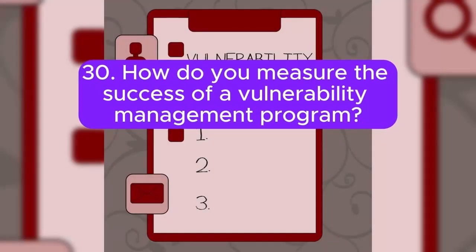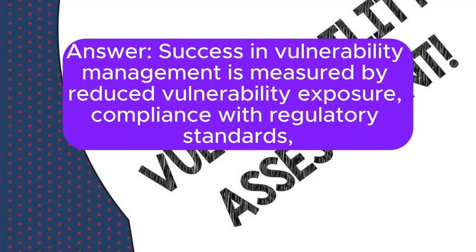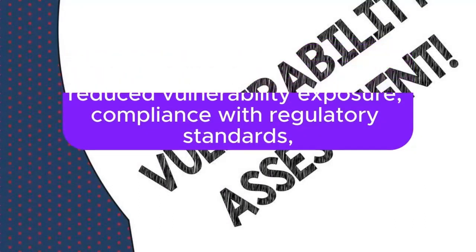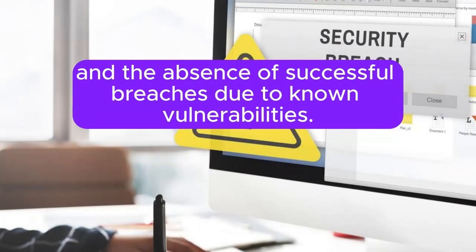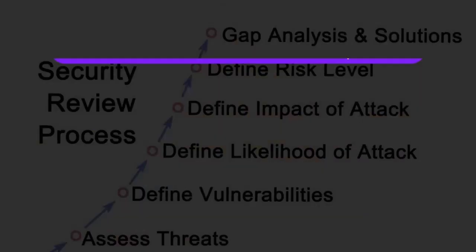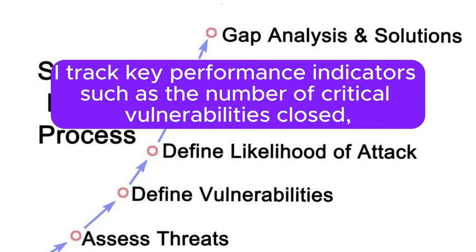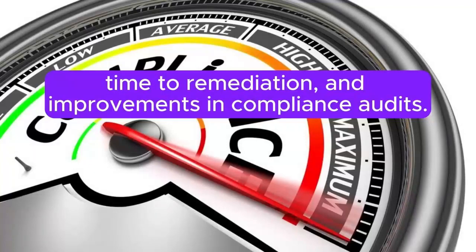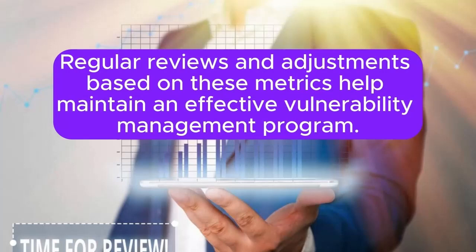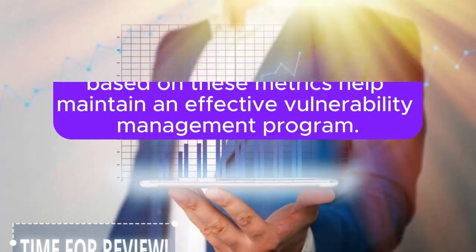30. How do you measure the success of a vulnerability management program? Answer: Success in vulnerability management is measured by reduced vulnerability exposure, compliance with regulatory standards, and the absence of successful breaches due to known vulnerabilities. I track key performance indicators such as the number of critical vulnerabilities closed, time to remediation, and improvements in compliance audits. Regular reviews and adjustments based on these metrics help maintain an effective vulnerability management program.